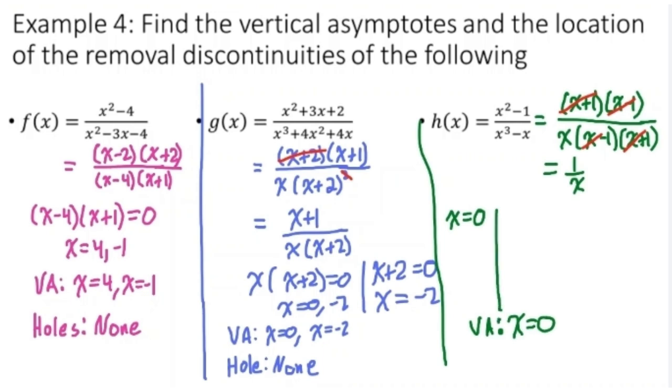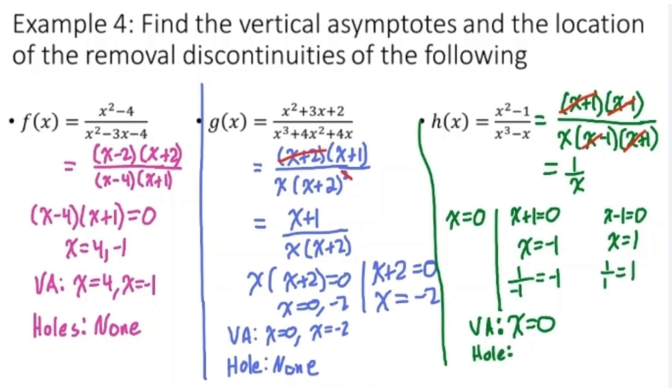As for our holes, we can figure out their locations by taking the factors we canceled out, which would be the x plus 1 and the x minus 1, and setting them equal to 0. So here we have two holes, one located at x equals -1, and the other located at x equals 1. Now holes, you can think of as punctures in a graph. If I want to know the exact y-coordinate of the puncture, I can take x equals -1 and 1 and plug them into our reduced form. If I take -1, plug it into the reduced form of our function, we get -1. If I take +1 and plug it into our reduced form, I get +1. So the holes of my graph are going to be located at the points -1, -1, and 1, 1.